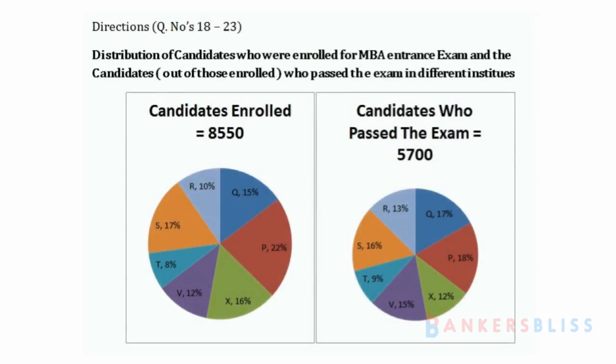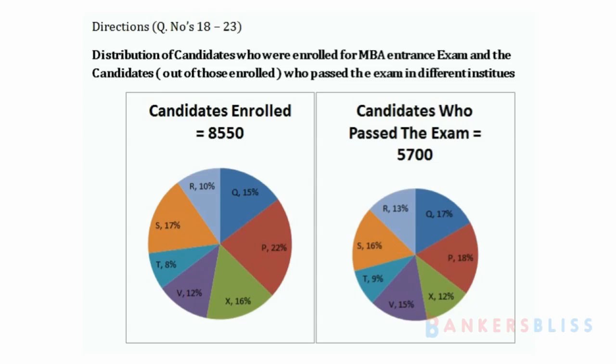Directions. Question number 18 to 23. Distribution of candidates who were enrolled for MBA entrance exam and the candidates out of those enrolled who passed the exam in different institutes. Okay, so chart 1, candidates enrolled is 8550. Among that, 15% of the people are enrolled under Q institute.